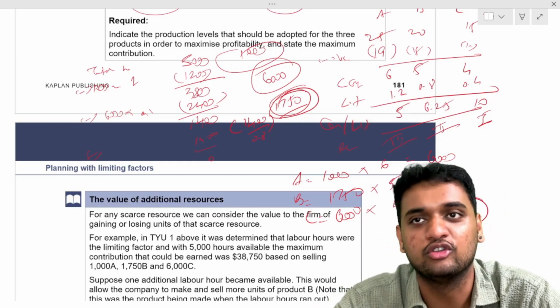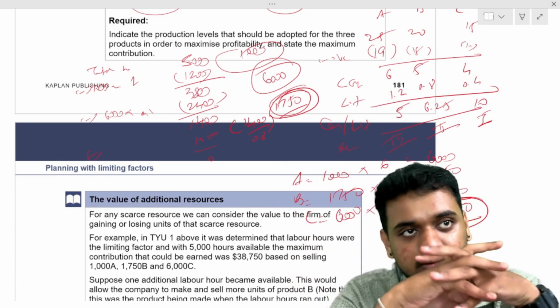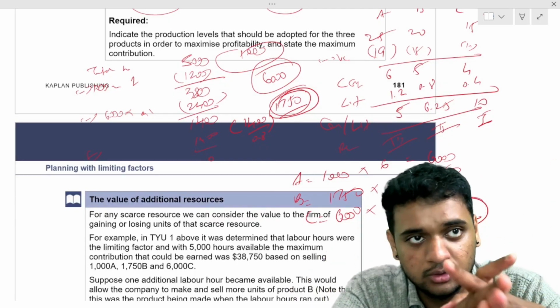Why are you finding the number of units to produce? With that you produce and get the maximum contribution. That is what they are asking: the number of units to produce and how much contribution we will get from those units. Understood all of you? Yes or no?